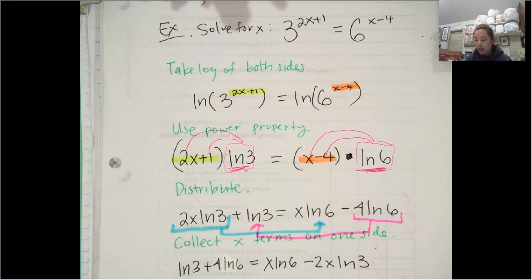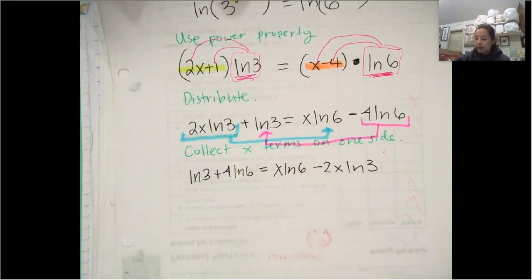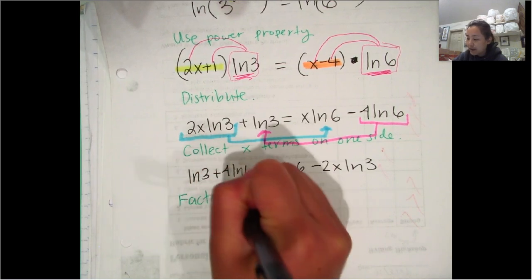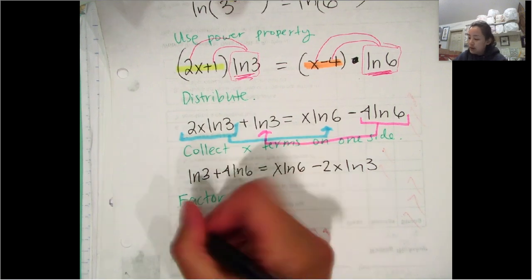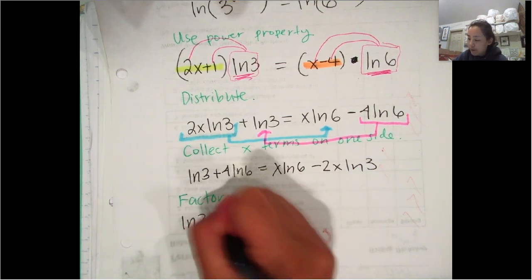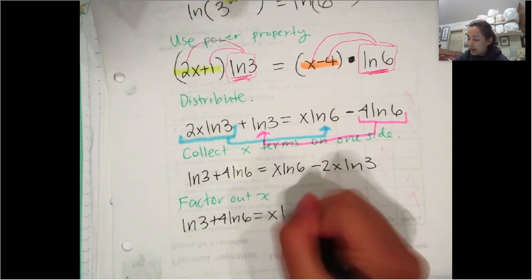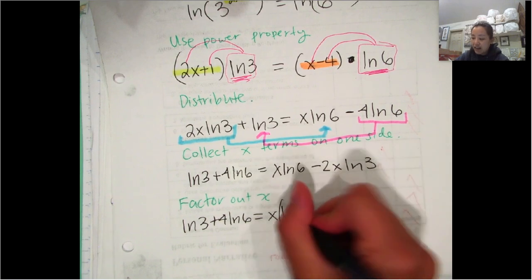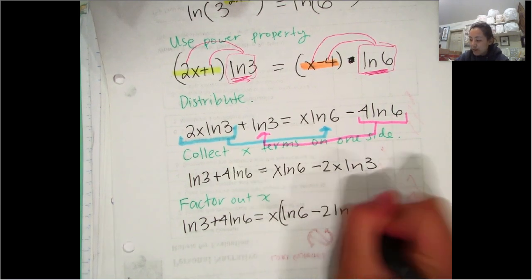All right, and so we'll go ahead and factor out the x from here. You want to factor out the x from whatever side you have your x on. So you have ln of 3 plus 4 ln of 6 on this side equals x times, in parentheses, because we're factoring out the x, ln of 6 minus 2 ln of 3.